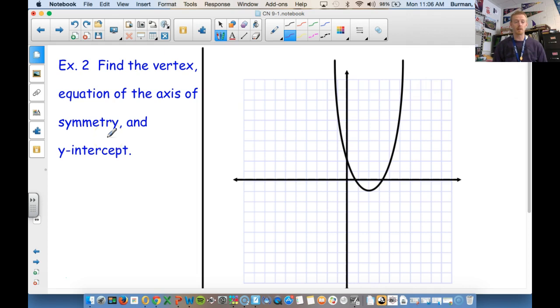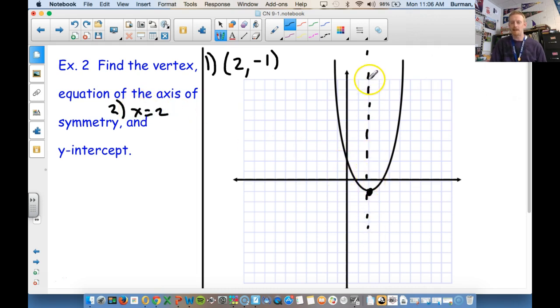Our job is to look at the graph, find the vertex, the equation of the axis of symmetry, and then the y-intercept. So if we look at it, the vertex is right here. So my vertex, let's call that part A, is at a right 2, down 1, sorry, negative 1. So the ordered pair is 2, negative 1. The equation for the axis of symmetry, let's call that question 2 here. It's this vertical line right here. It's where x is equal to 2, because x is 2 at that line.